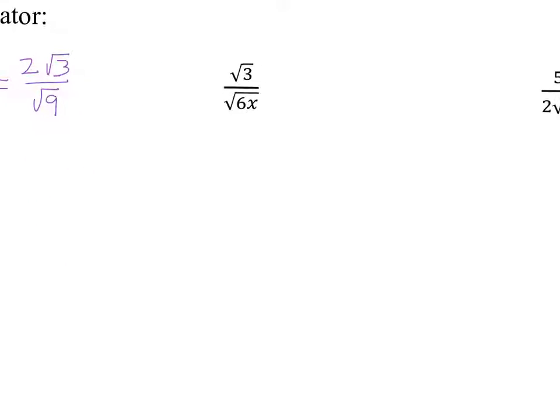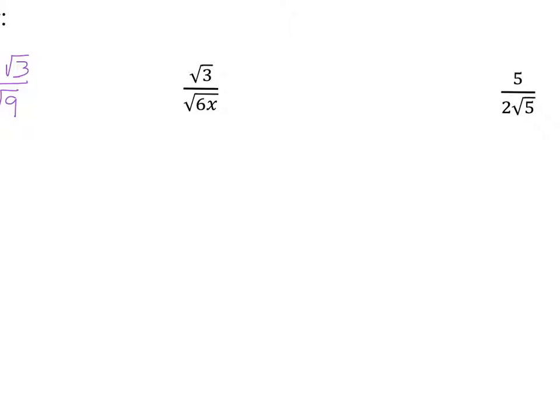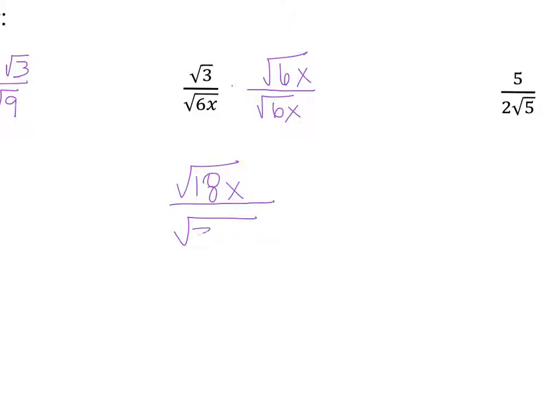So the second one. Now I have two things underneath my root and I have a root on top. I really only care about the bottom. We really only care about the bottom of the root, so I'm going to multiply by the square root of 6x over the square root of 6x. So when I multiply this together, now since they have the same index, I can multiply my roots. So 6 times 3 would give me 18, and I still have 1x. And then 6 times 6 would be the square root of 36, and x times x is x squared.